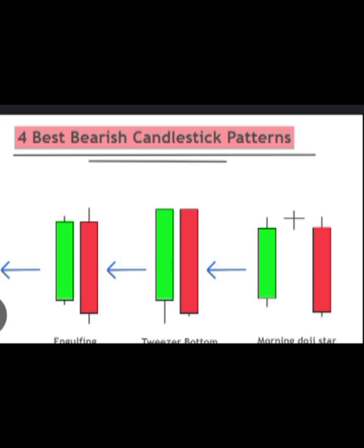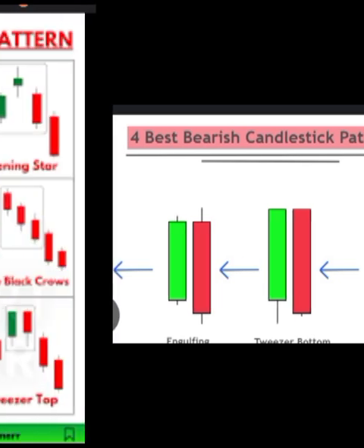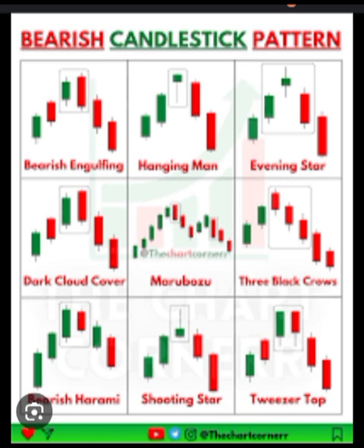We see that these are all engulfing candlesticks, and the first is an engulfing candlestick. The second is also an engulfing candlestick, which are all bearish engulfing candlesticks as well. And the last candlestick at the right is what we could refer to as the evening star, and they indicate that the market is going to be bearish.